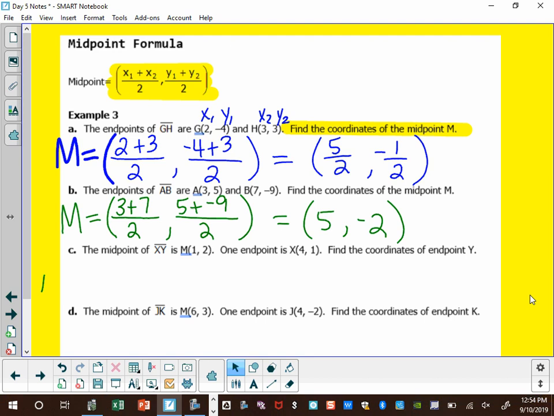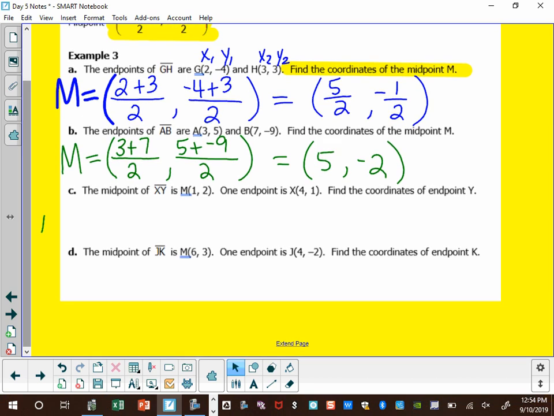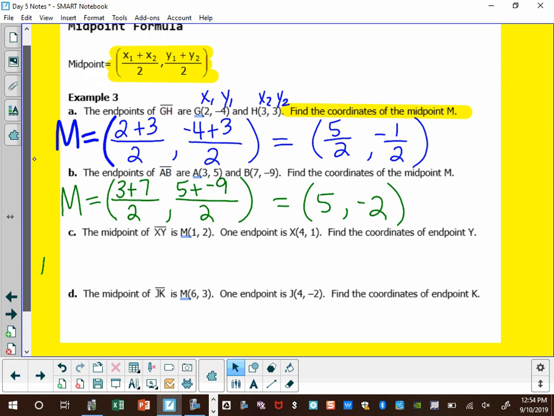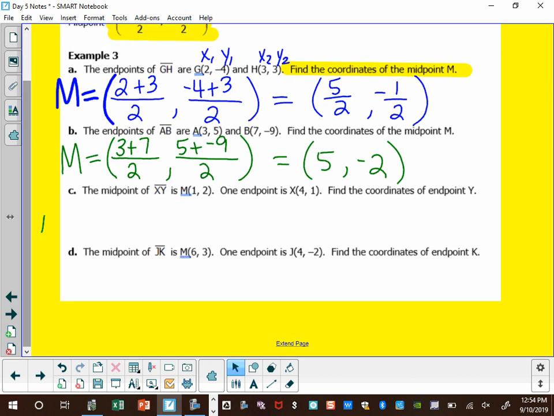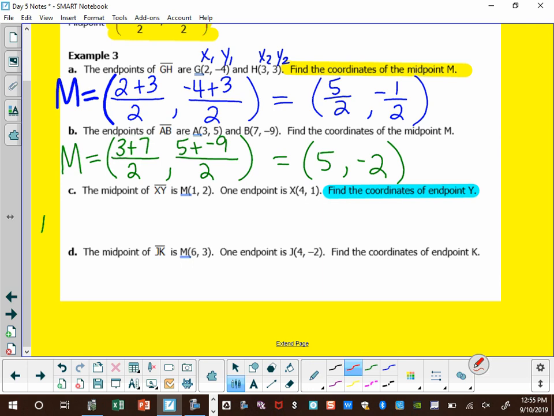Okay, so we talked about reading what it's asking you to find, because if it says midpoint, you're going to use the midpoint formula, correct? But look at letter C. It says the midpoint of XY is 1, 2. One endpoint of X is 4, 1. Find the coordinates of endpoint Y. If they ask you to find the endpoint, you're going to do something different. You are not going to use your formula.